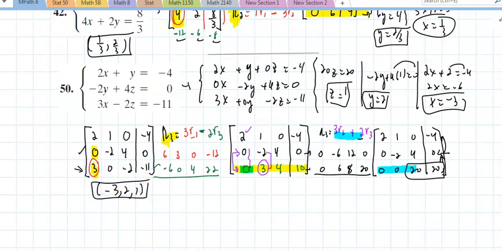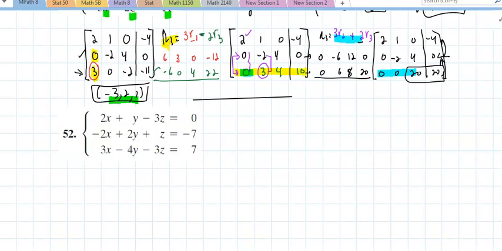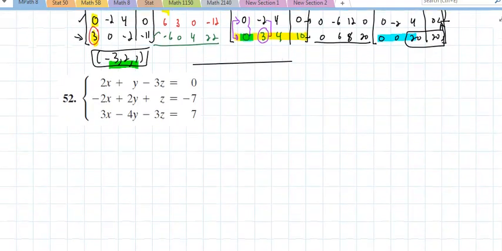These are the values. Once substituted in the first equation, they give a negative 4. In the second equation, they give a 0. And in the third equation, they give a negative 11, which is the definition of a solution to a system of equations. The next problem I want to look at is number 52.